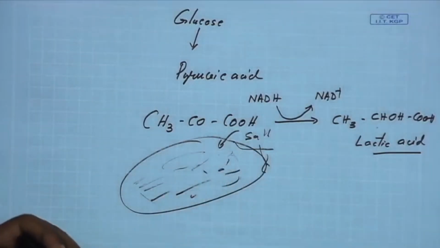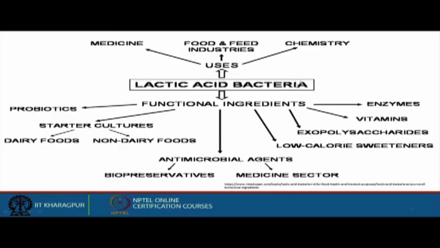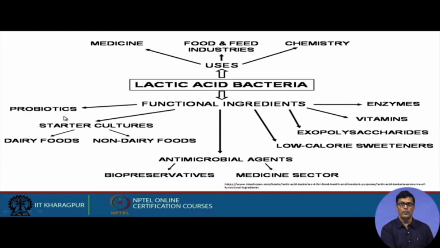This is largely used in the food and feed industries, and in chemistry also it is quite important. It is used as a probiotic. Nowadays, a lot of pharmaceutical industries market probiotics as a medicinal aid, because these are the good bacteria required for our digestive tract. So, they produce these bacteria and market them in the form of tablets. It is also used as a starter culture for dairy foods and non-dairy foods. Then we have the antimicrobial agent, the biopreservative.